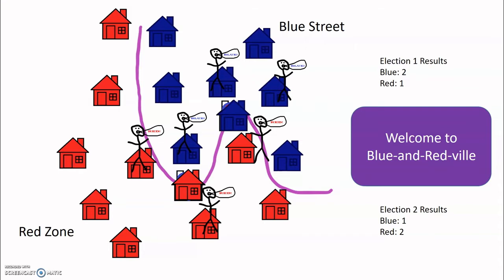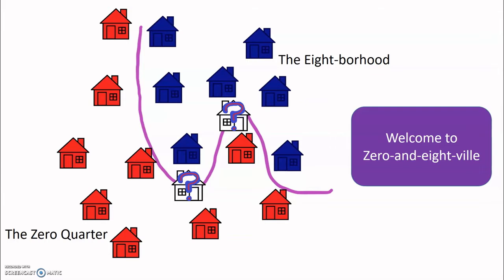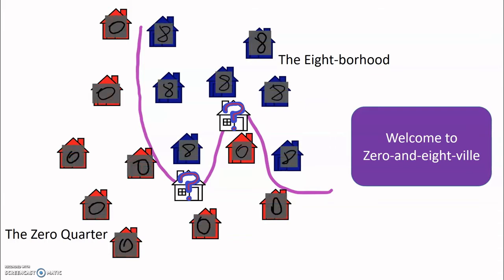To do that, we're going to take a trip to a new city, 0 and 8ville. This time, our neighborhoods are now based on numbers, not colors. Their locations are now based on their shape. The more similar two images look, the closer they are in the neighborhood. So numbers at the border are somewhere in between an 8 and a 0. It's hard to tell. So how do we find out who the closest neighbors are?